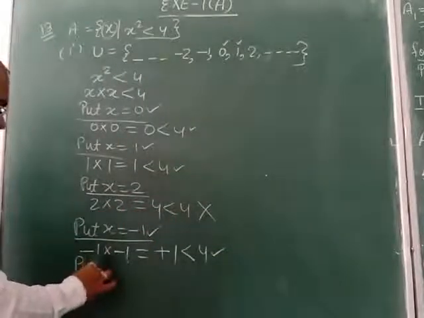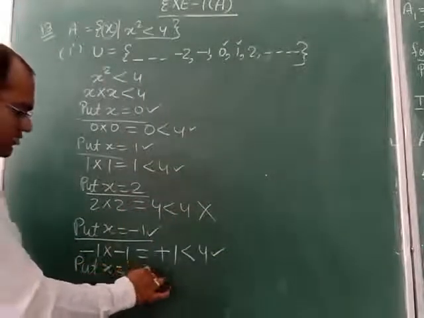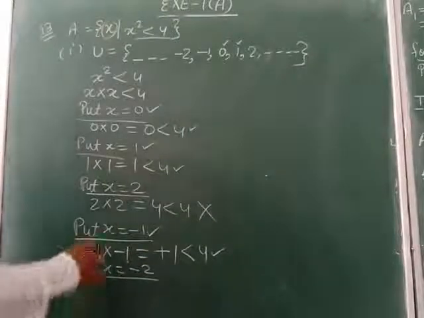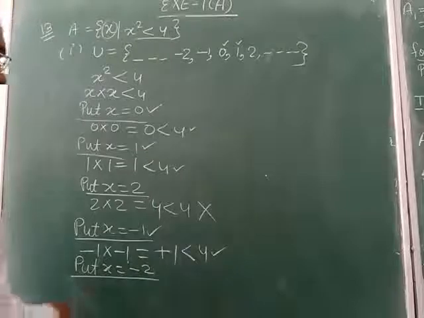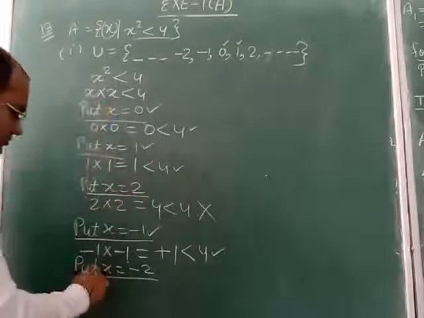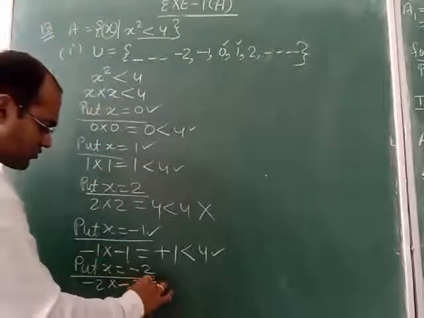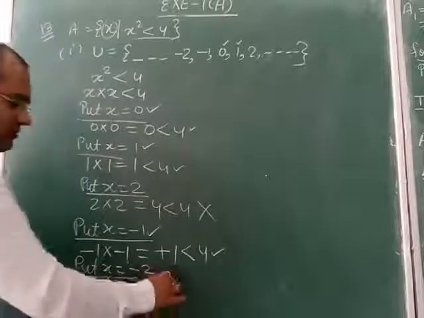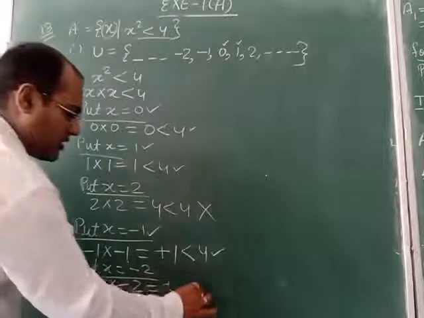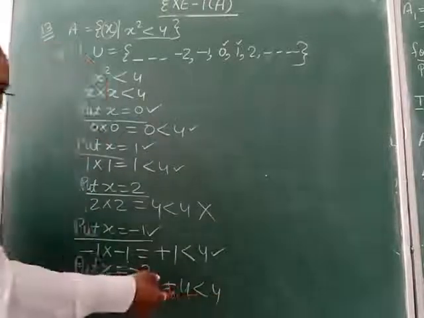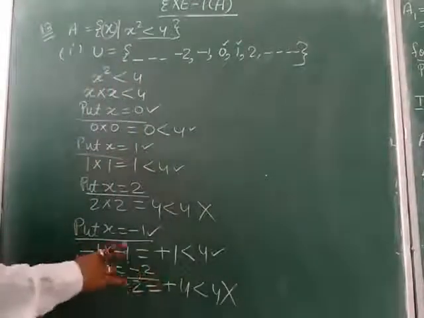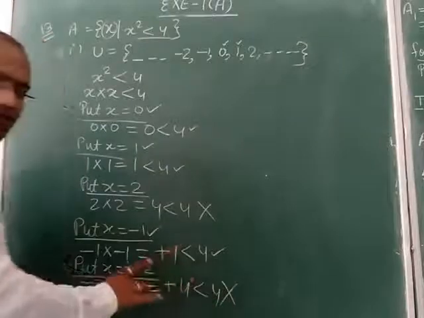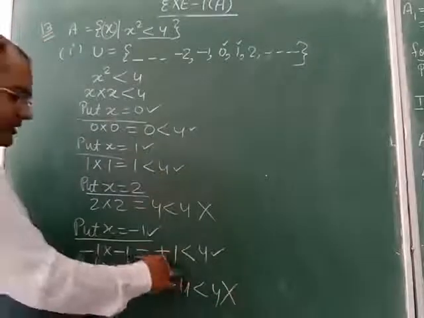Put x is equal to minus 2. When we put x is equal to minus 2, here we do minus 2 multiply minus 2. Minus multiply minus will be plus. 2 2 ja 4. Is this 4 less than 4? No. This 4 is equal to 4, but it is not less than 4. That's why I am crossing it. This is wrong. That means this answer is wrong.